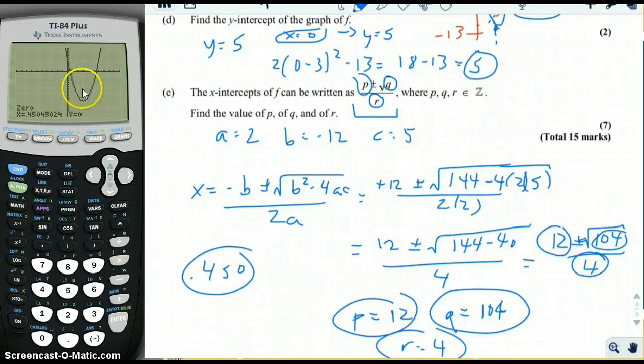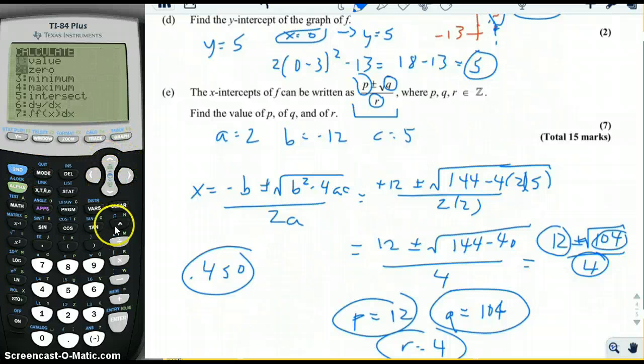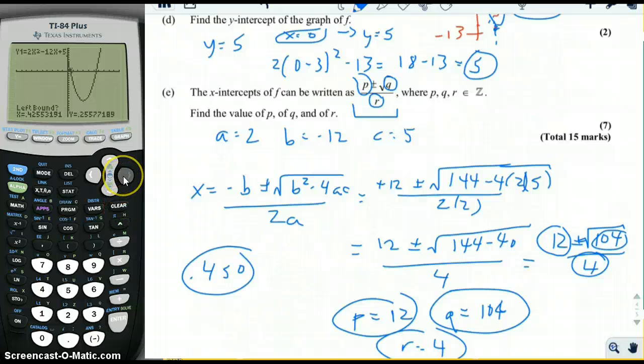And the other one is on the other side here. So we could do that with second calc. Zero. And then we could go all the way to the other side, because we don't want to find this zero now. We want to find this zero. So we need to move the left bound to be to the left of this one. We're already close enough. We could just do enter here. And then the right bound, we need to go to the right side of the zero. And then our guess could be anything. And then it tells us that it's 5.55.